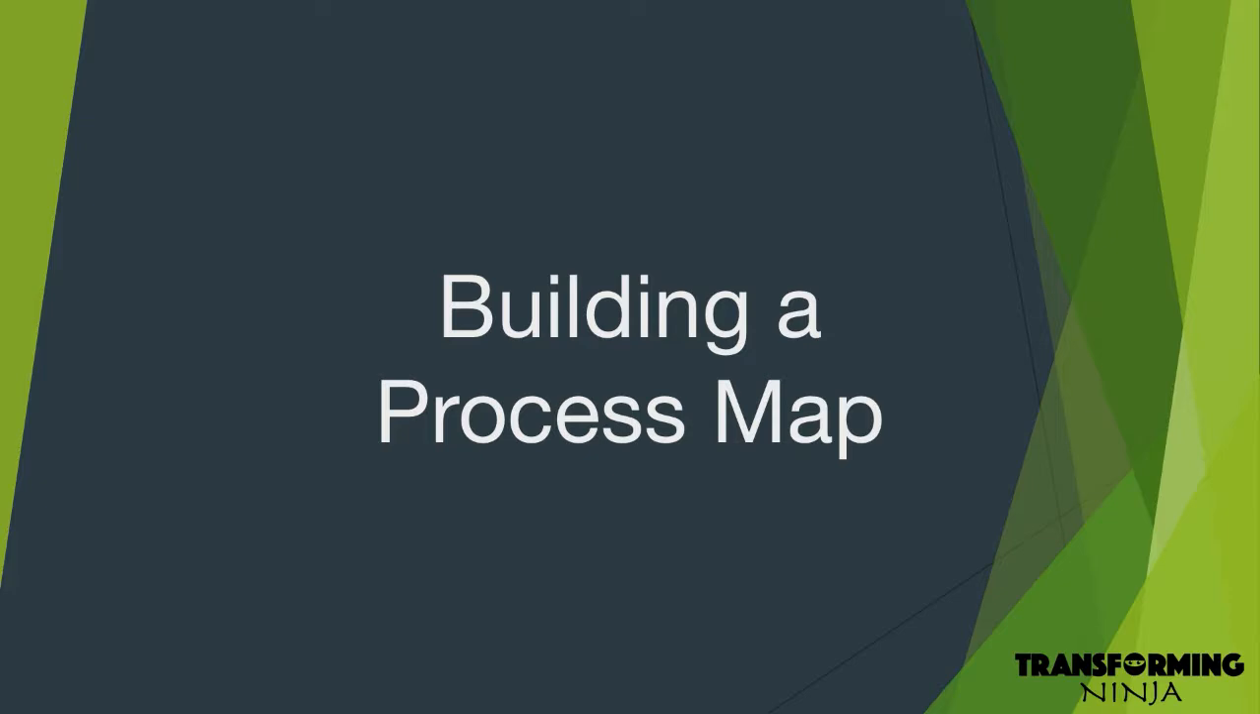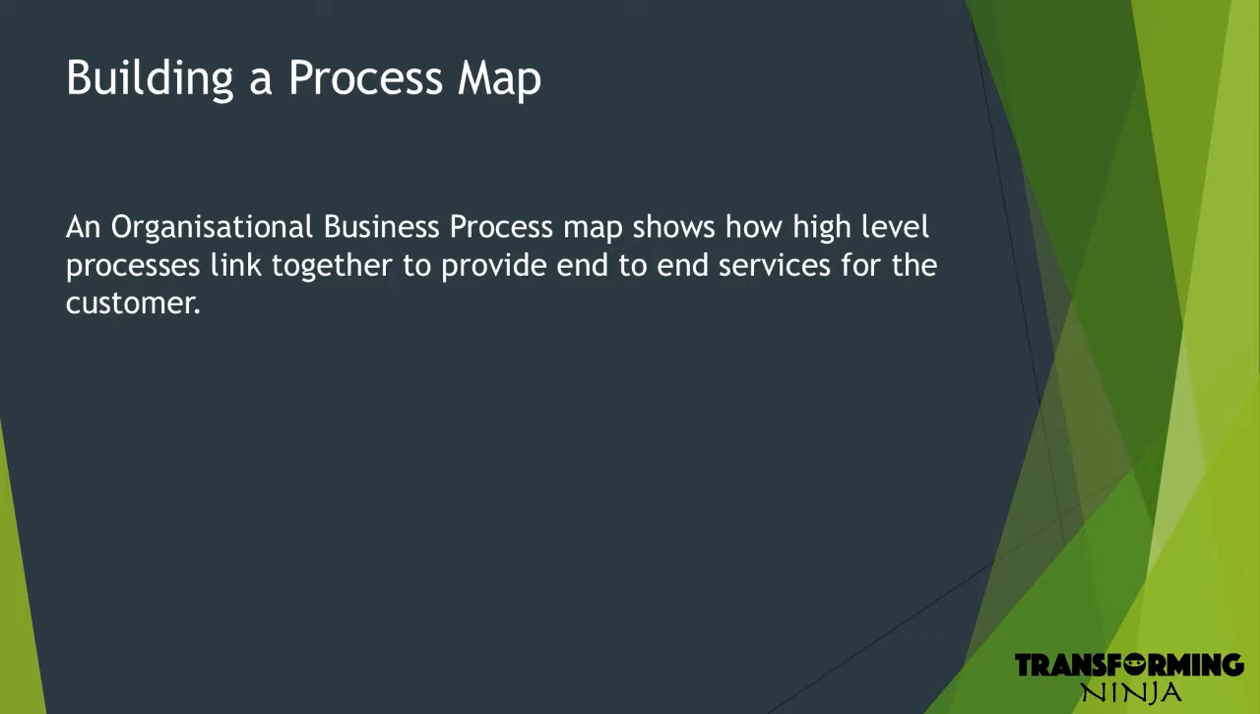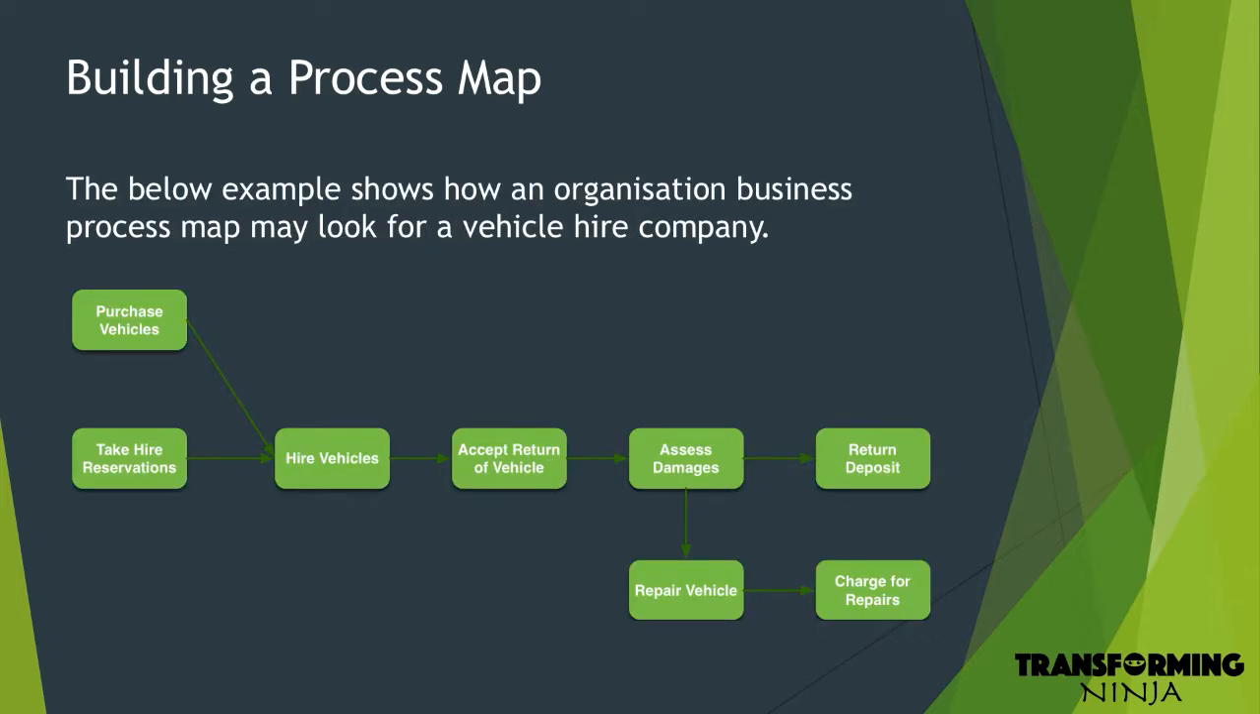In this lecture, we're going to look at building a process map. An organisational business process map shows how high-level processes link together to provide end-to-end services for the customer. The below example shows how an organisation business process map may look for a vehicle hire company.